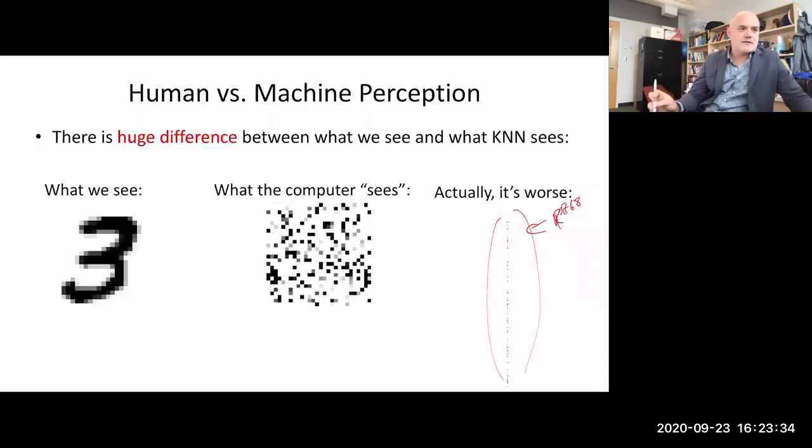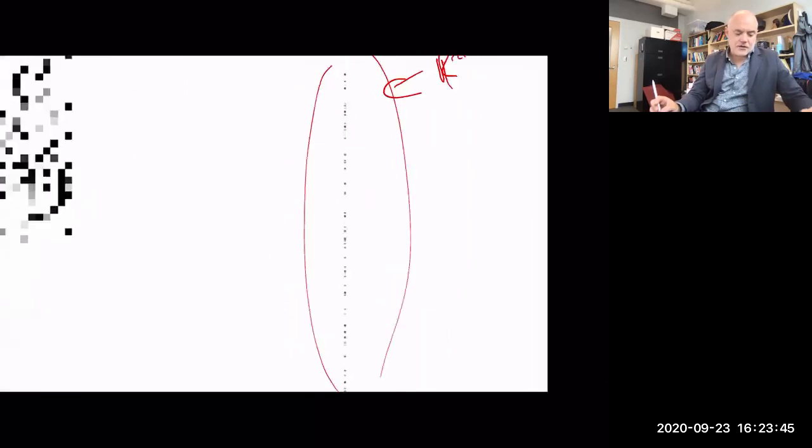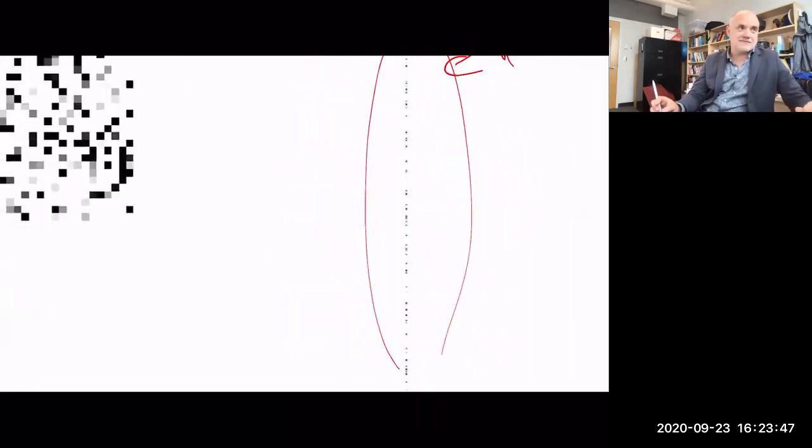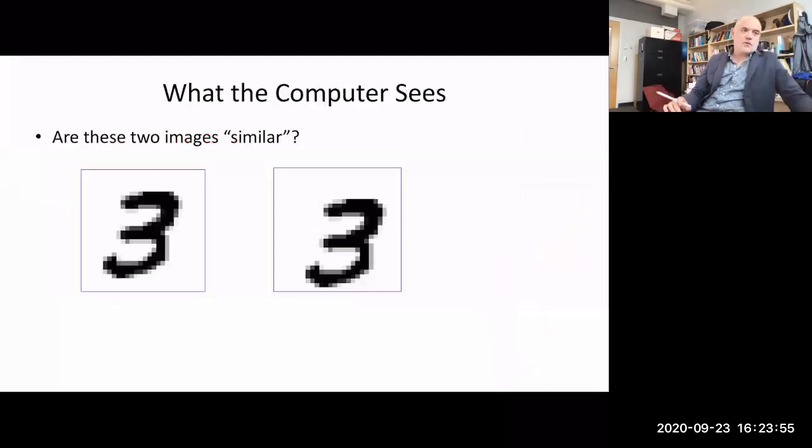So there's a little snarky comment on the channel, which is, what is this, machine learning for ants? Yeah, but just think about it for a second. This is actually what your machine learning model gets, right? Okay, cool. So if that's what you get, are these two images similar?